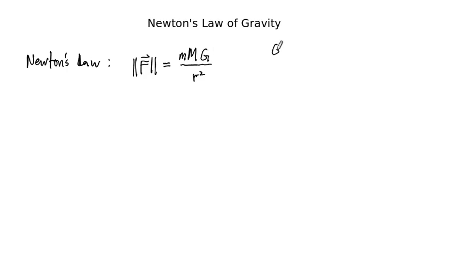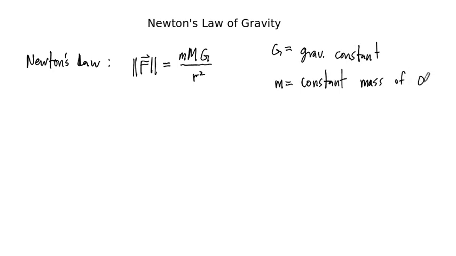So this is the formula that we're going to use, but I'll write down what these constants are. G is the gravitational constant, and you can look up the value of this constant. We're not going to care. We're just going to call this capital G, and keep in mind that it's a constant. And the two masses are constants. They are the masses of our objects. So this is a constant mass of, let's call it, object 1, O1, and capital M is the constant mass of object 2.